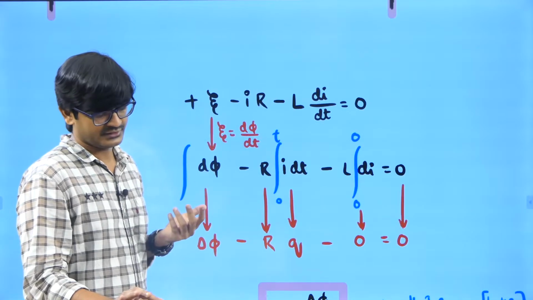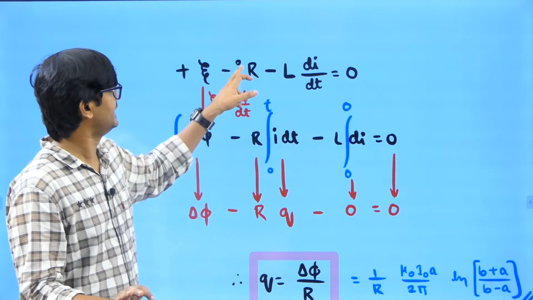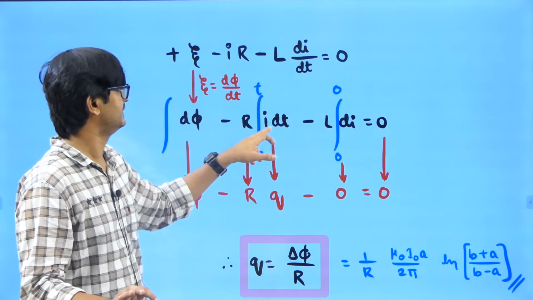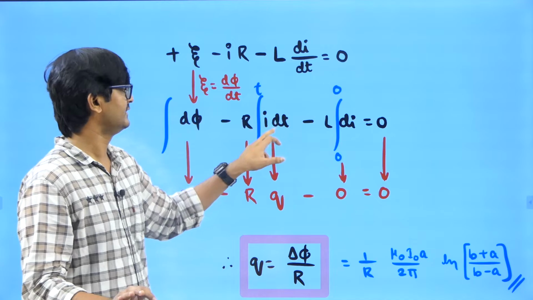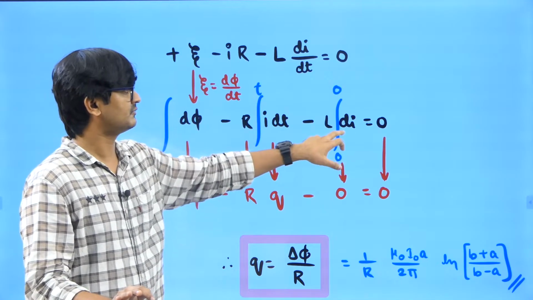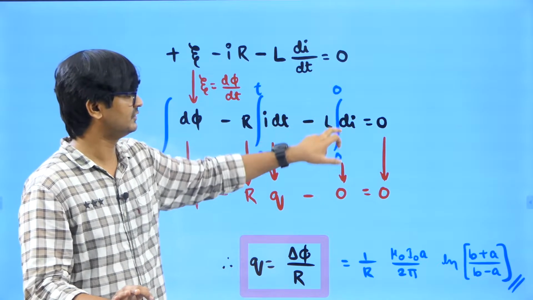Now what we need to find is the total charge flown. So total charge flown is the integral of I dt. So what I can do is multiply all three terms with dt and integrate. Then I dt will give me the charge. This is what I need to find. But what about the L di term? What was the initial current? 0. What was the final current? This is also 0. So this term is going to be 0.